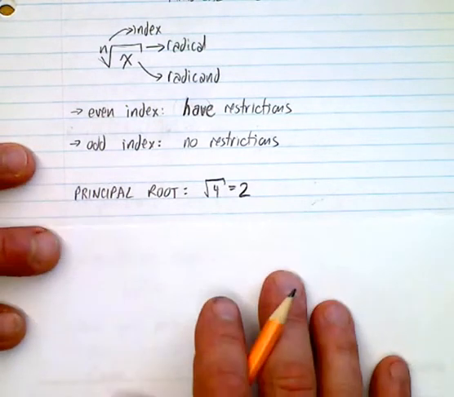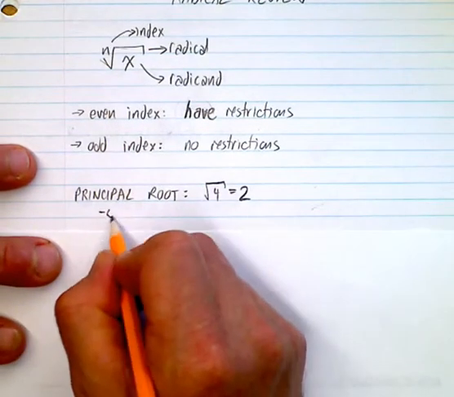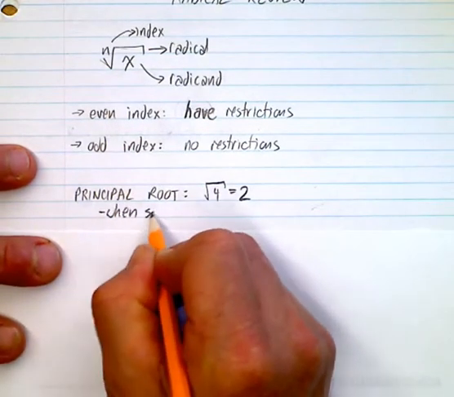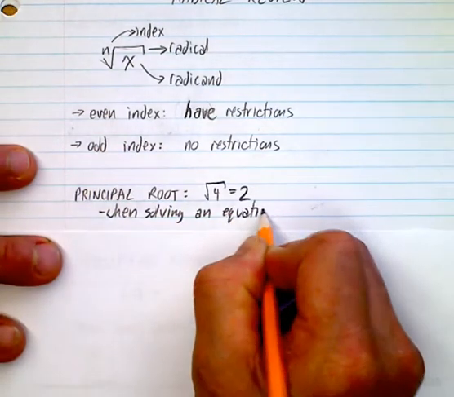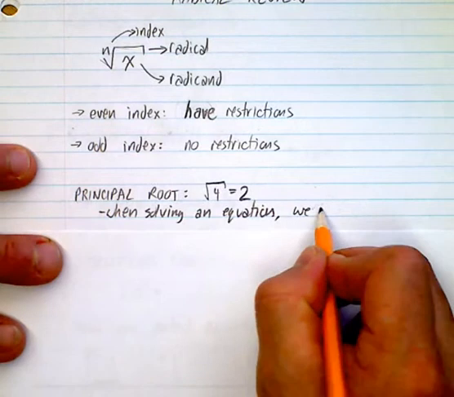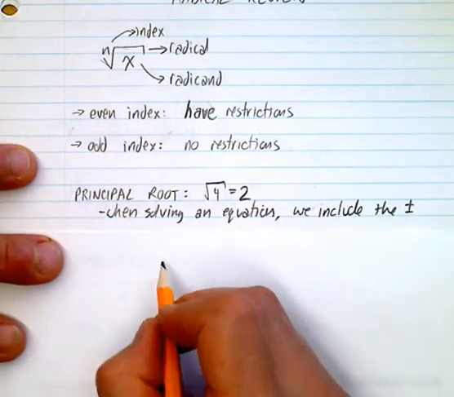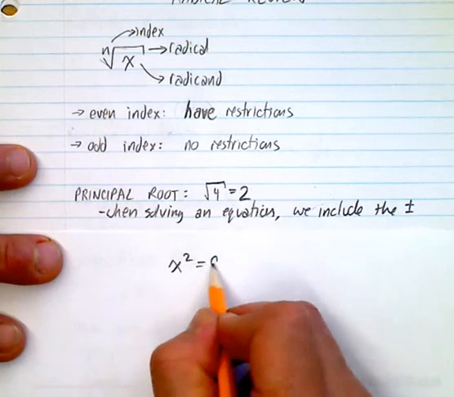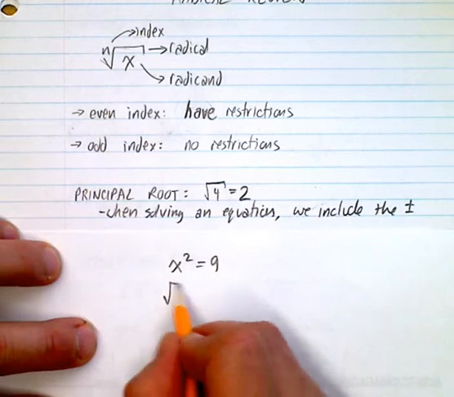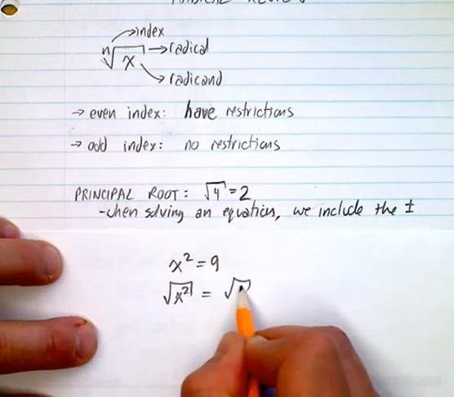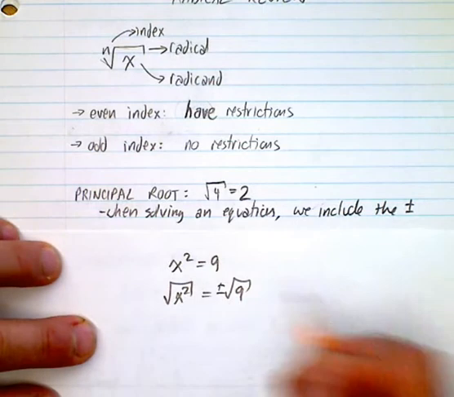Now, the only time you do a plus or minus is when you're solving an equation. When solving an equation, we include the plus minus. So for example, if I said x squared is equal to 9, and I asked you to solve this, well, the process is taking the square root. And when you're solving an equation and taking the square root, this is when you put the plus or minus in front.